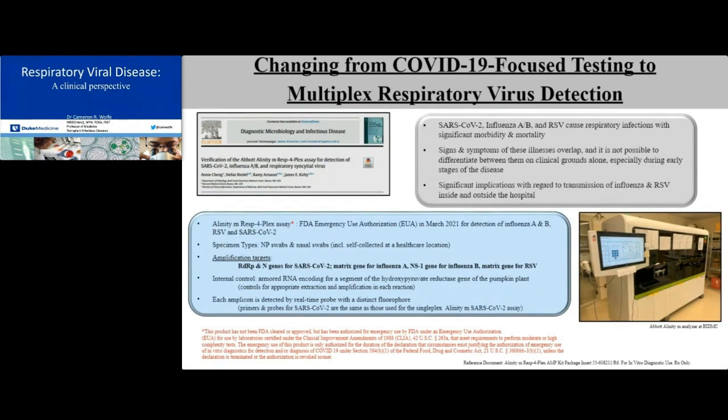At that time, at our own laboratories at Beth Israel Deaconess Medical Center, we utilized the Abbott M2000 analyzers as well as the Alinity M analyzer for the COVID testing. As soon as the respiratory 4-plex emergency use authorization test for the Alinity M analyzer became available, we evaluated and then subsequently implemented this assay for testing. We published the experience with this assay in the journal Diagnostic Microbiology and Infectious Disease. This assay tests for SARS-CoV-2, influenza A and B, and RSV. The details for the primers and probes are listed here on the slide.